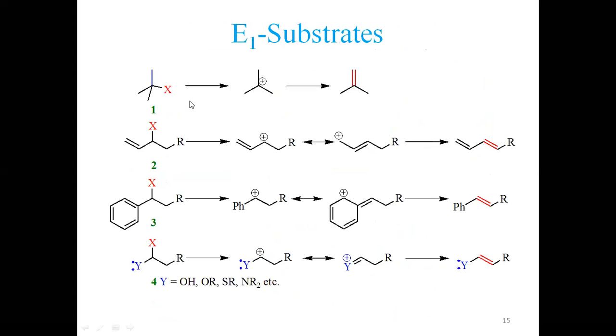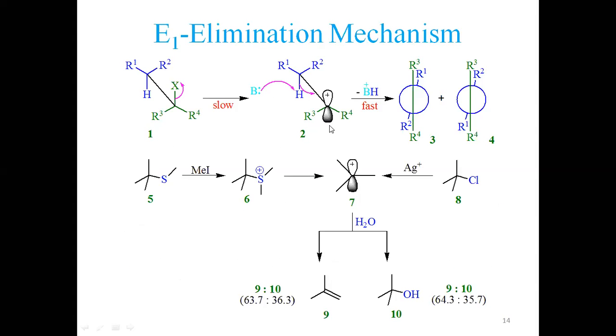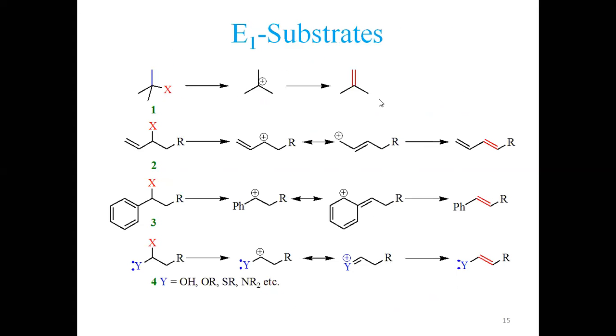So in this slide, you see this is the same substrate, a simple tertiary carbon. I'm just focusing on E1 substrates, the nature of the substrate. If it is a very simple substrate, meaning the leaving group X is attached to a simple tertiary carbon, then it shall generate a tertiary carbocation. The tertiary carbocation reacts with a base, resulting in the formation of an olefin, which is this one. So this is very simple.